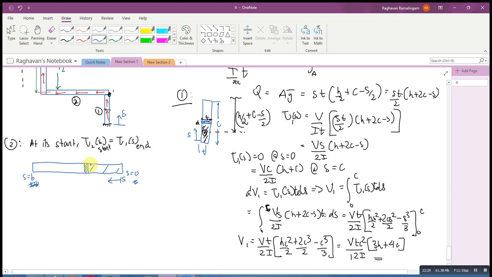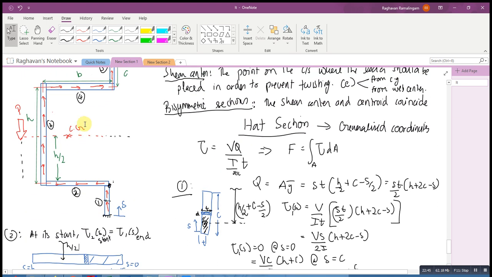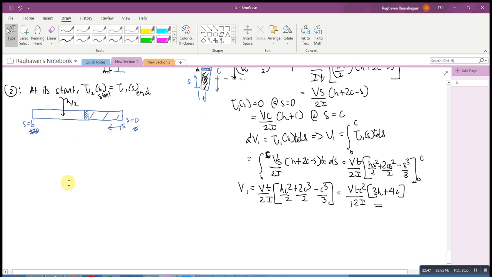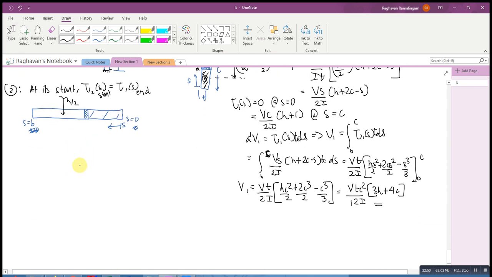So between s equal to 0 and s equal to b, I have to do my whole process again. The distance to the centroid of this element from the x-axis is h by 2. So q2, because this is element number 2, is nothing but s into t into h by 2, as far as only this element is concerned, or equal to sth by 2.